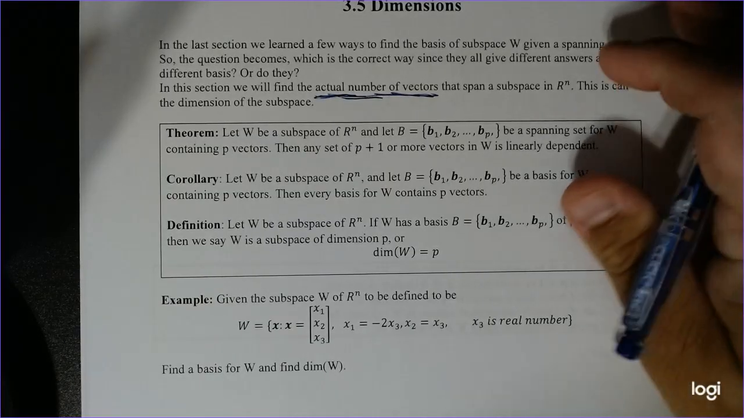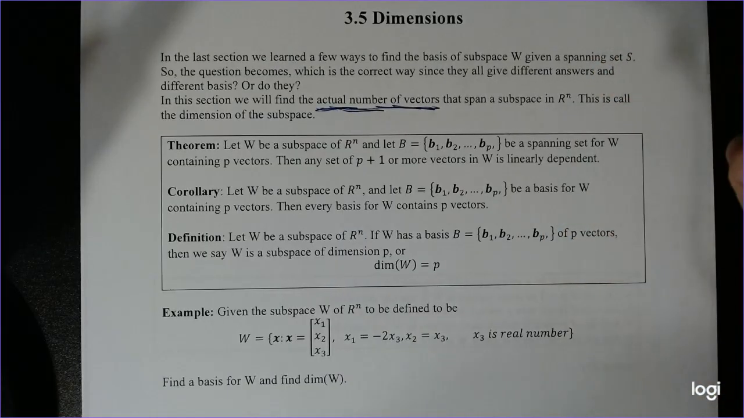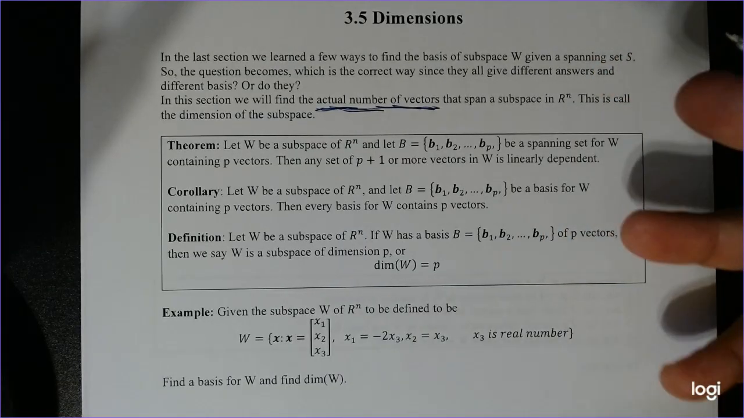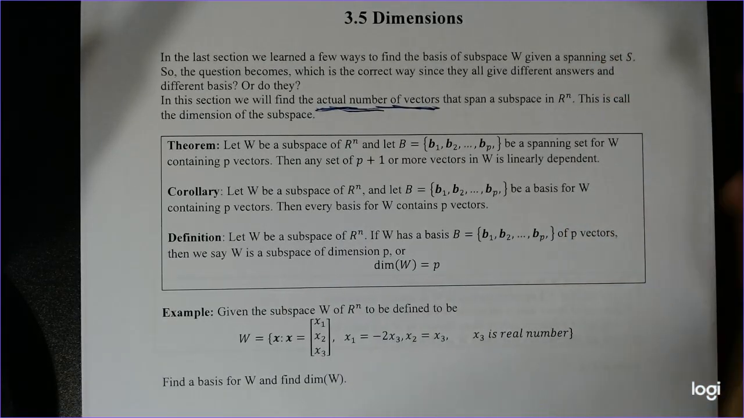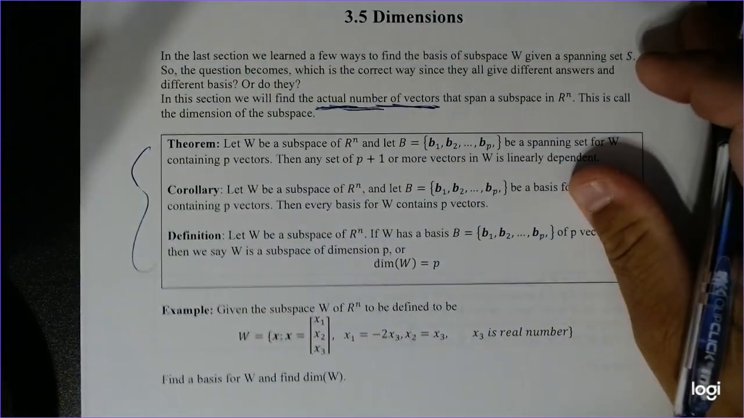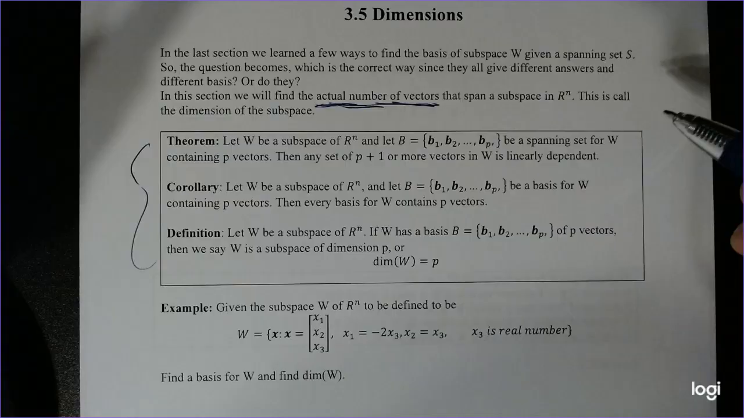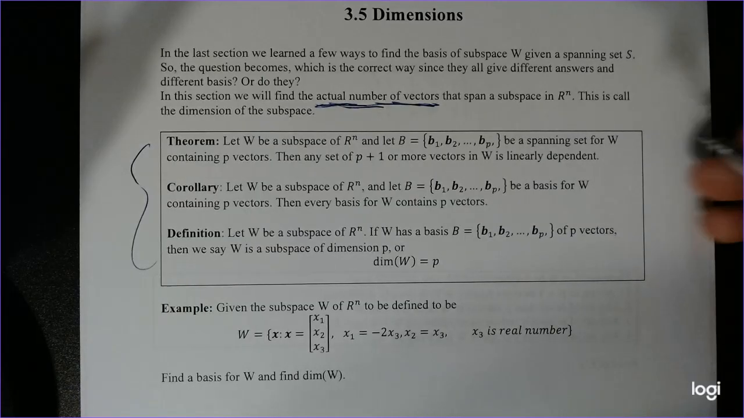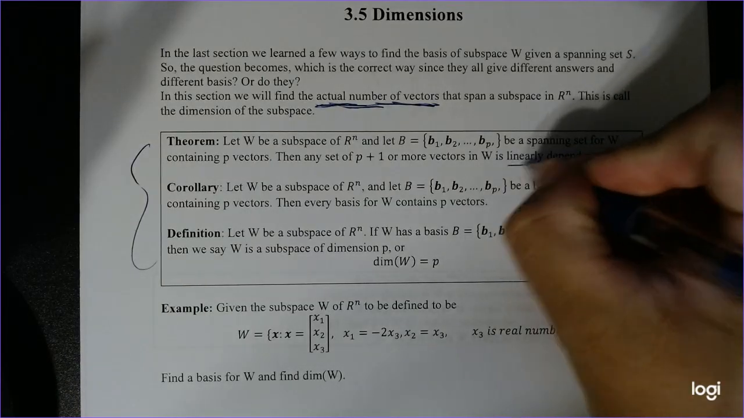And that's what this section is about: finding how many dimensions, or how many vectors, there are in that basis itself. So that's where these definitions and corollaries come into play. Let W be a subspace of Rn, and let B be a spanning set of W containing P vectors. Then any set of P plus 1 or more vectors is linearly dependent.